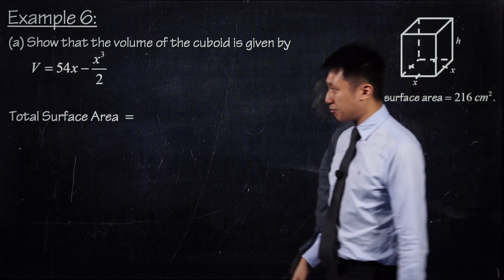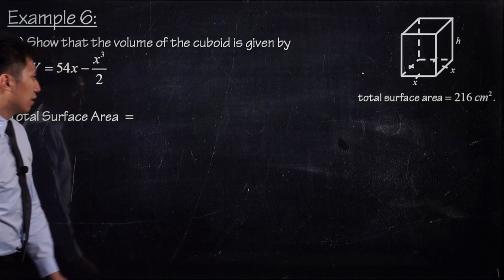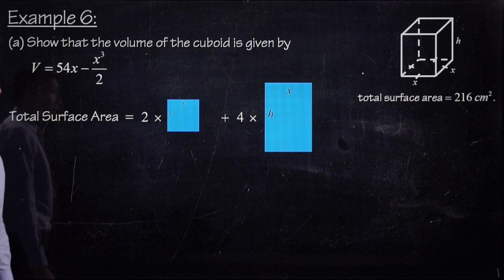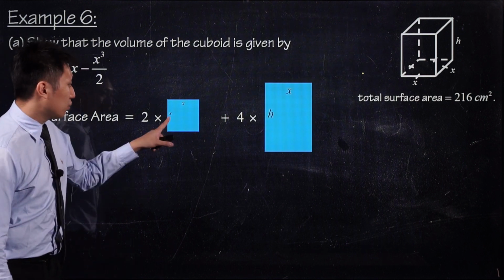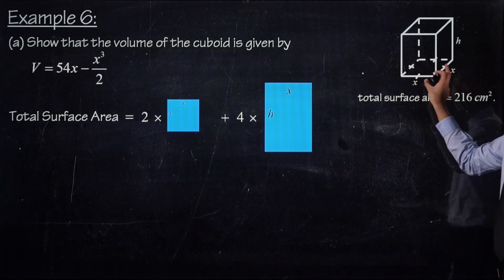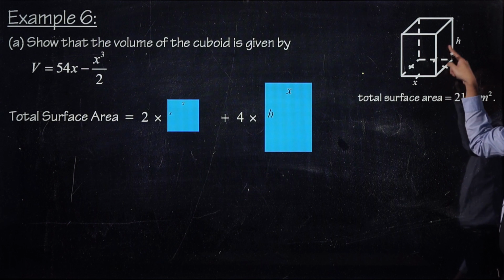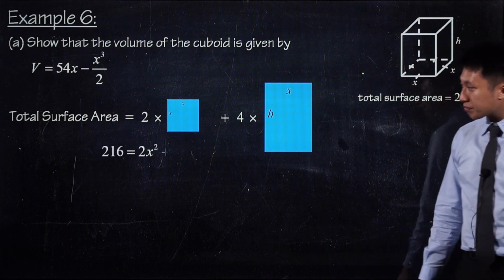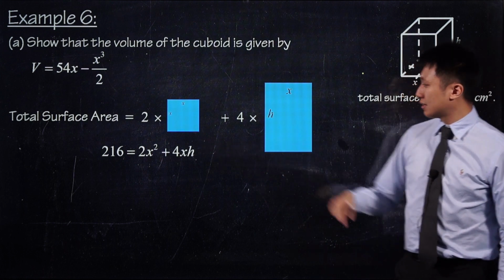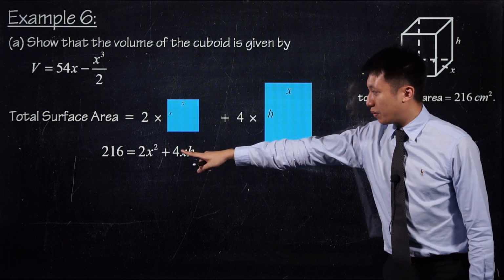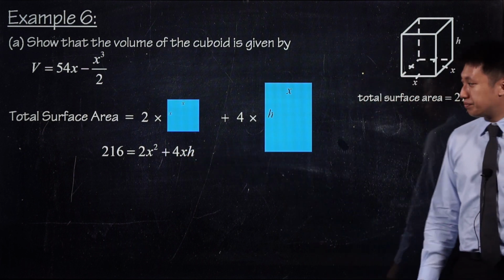This one, very simple. Total surface area. Okay, 2 times this square with x times x, then plus 4 times this one, xh. You know what this means? 2 times this one means what? Which one? This one and this one. 4 means 1, 2, 3, 4. Okay, the sides. Okay, 216 cm square is equal to 2x squared plus 4xh.